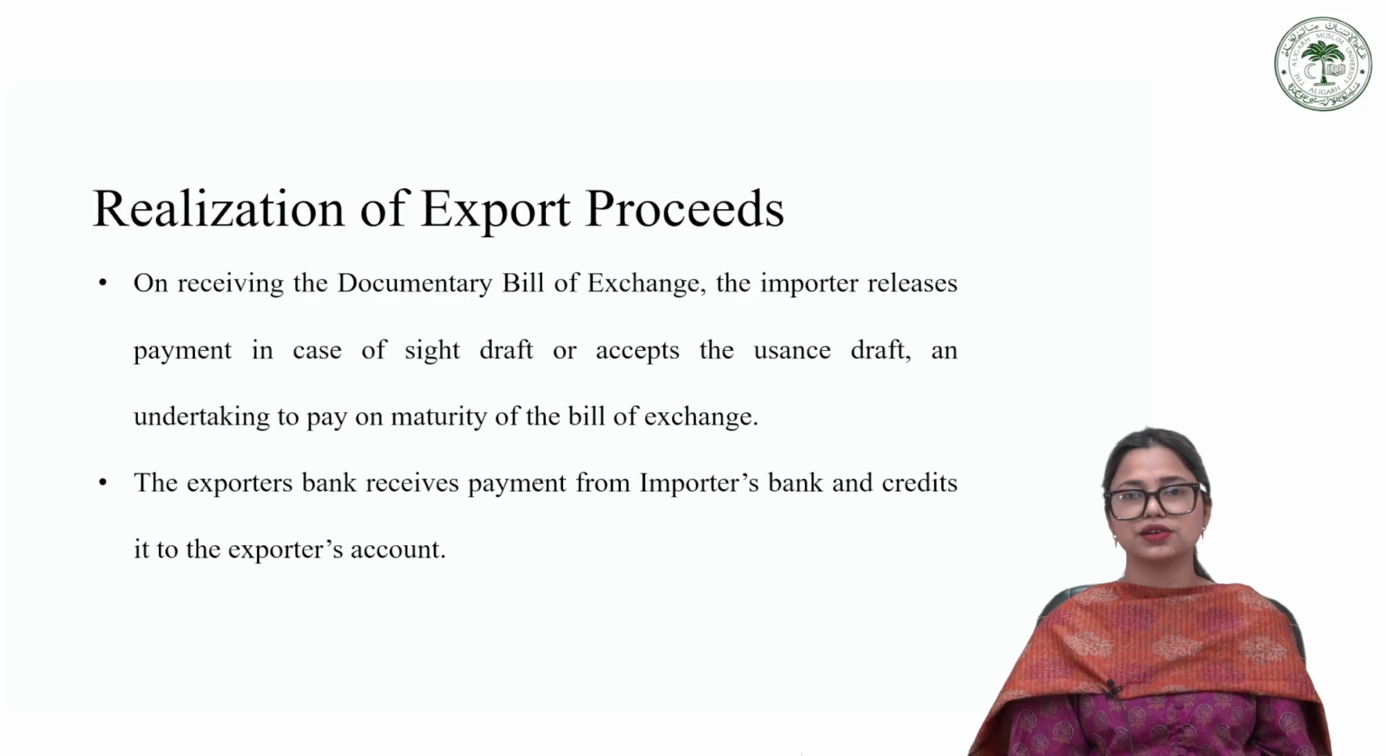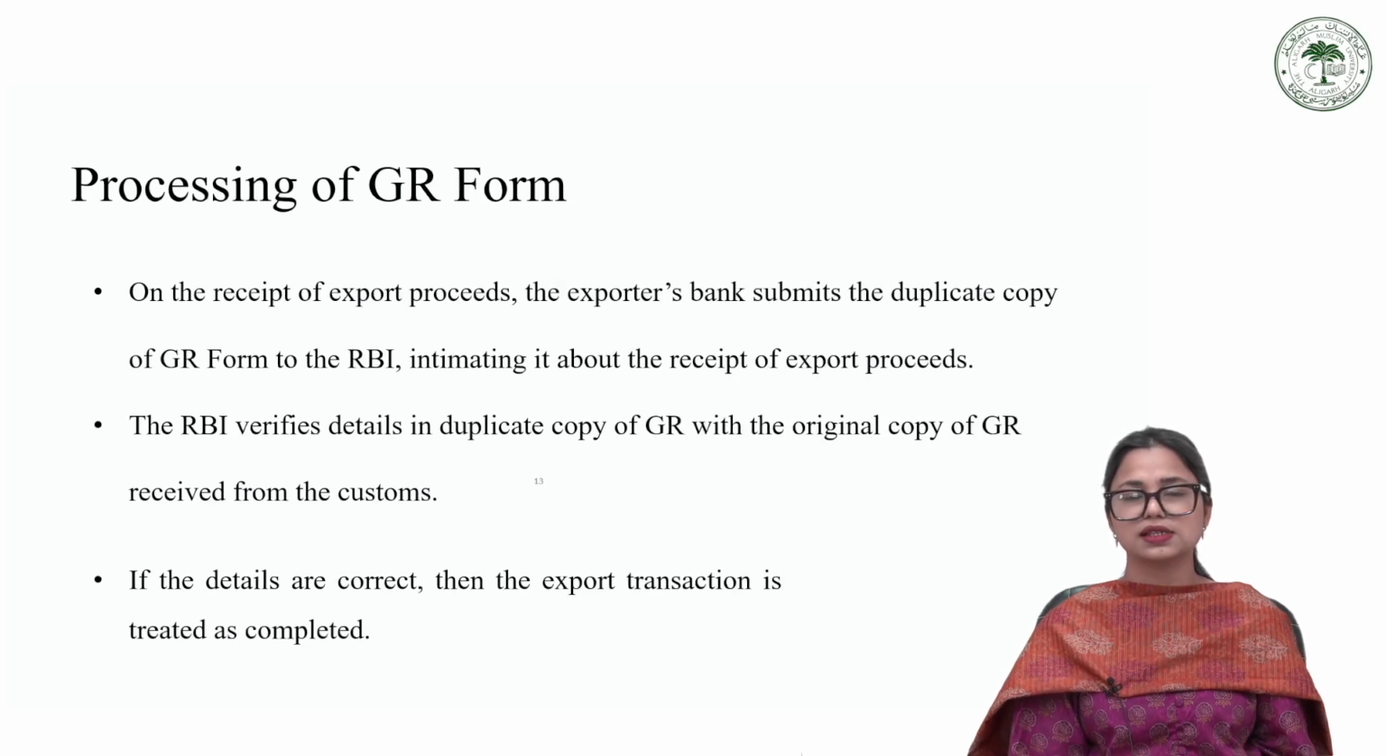The next step is final realization of export proceeds. Once the documentary bill of exchange is received, the importer will release the payment either in case of sight draft or usance draft. The exporter's bank receives payment from the importer's bank and credits it to the exporter's account. The next step is processing of the guaranteed remittance form. On the receipt of export proceeds, the exporter's bank submits the duplicate copy of the GR form to the Reserve Bank of India, intimating it about the receipt of export proceeds. If the details are correct, the Reserve Bank of India treats the entire transaction as complete. If the details are inaccurate, then the whole process will repeat again, starting from the first step.